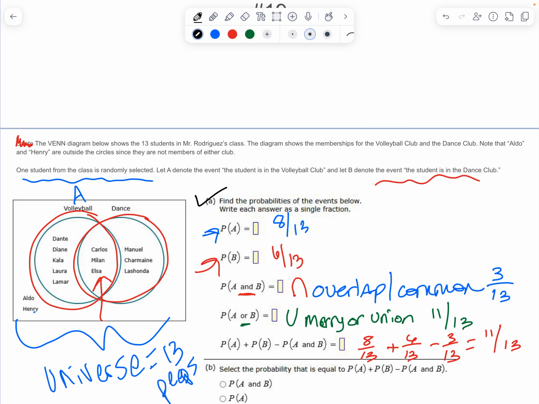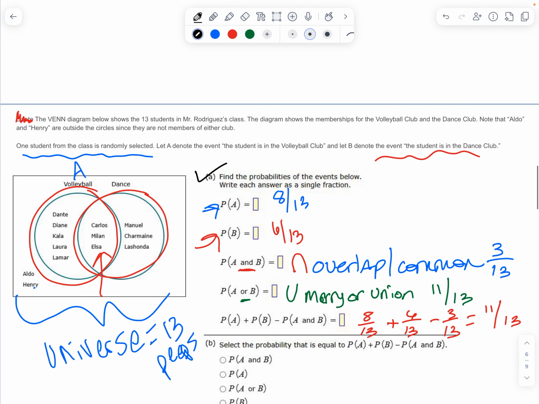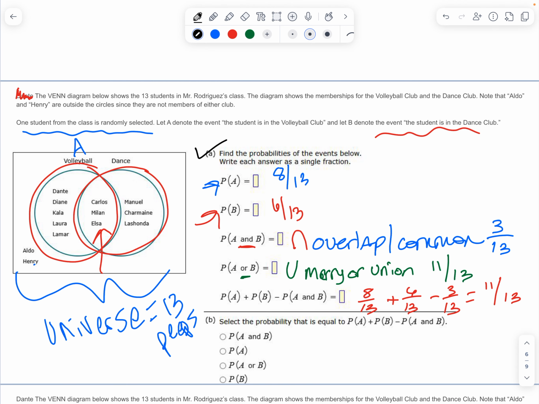Part B is asking us to select the probability that is equal to 11/13. If you'll notice, they're asking what this is equal to. That's this, and we know it's equal to this right here. So that is the probability of A or B. We're going to select that option right there.